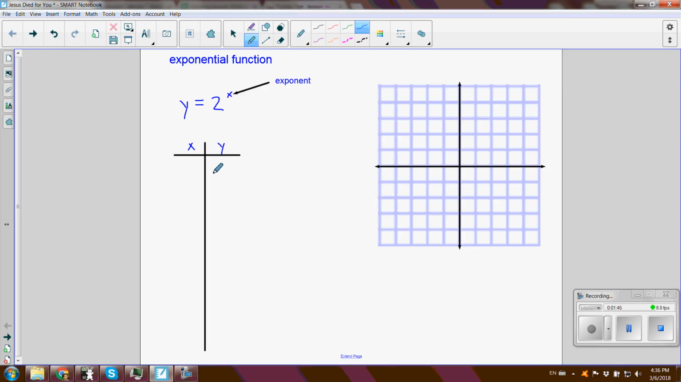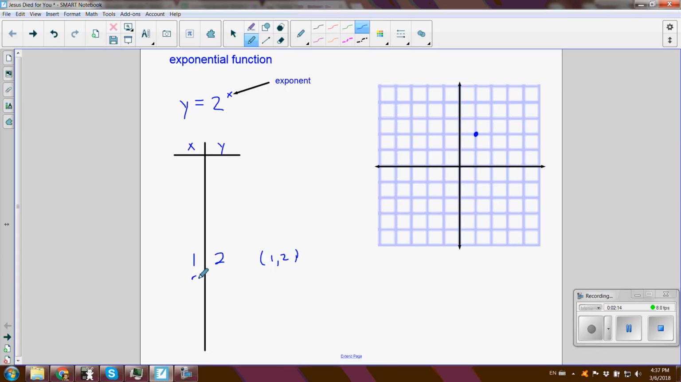Okay, suppose x equals, I'm going to start down here for a purpose, 1. Suppose x equals 1. y would be 2 to the first power, which is 2. This gives us a point on the graph of the function. Input is 1, output is 2. That gives us the point (1, 2) on the graph of the function.